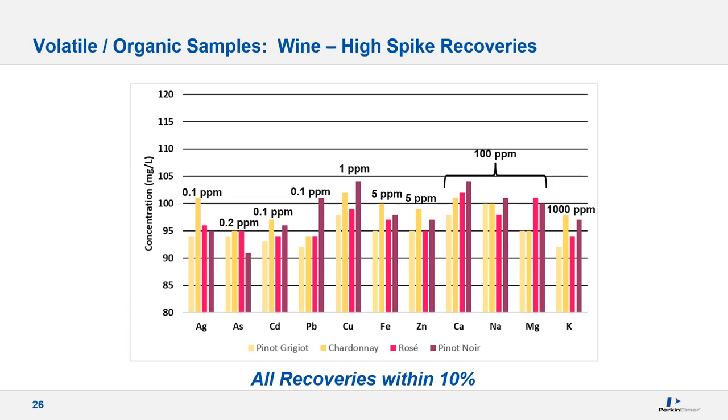The accuracy at higher concentrations also had to be verified. Therefore, all elements were spiked at higher levels, ranging from 0.1 ppm up to 1,000 ppm for potassium. Again, all recoveries in all the wines were within 10%. By adjusting sample introduction and plasma conditions, both low and high concentrations could be accurately measured in the wine samples, overcoming the challenges posed by the presence of ethanol.